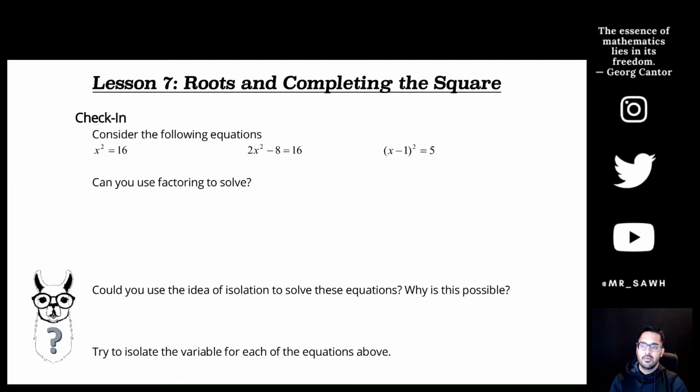So we talked about a few methods that we could use to solve our quadratic equations. One of them was factoring, right? That's where we started. Graphing is another. Quadratic formula is one that's coming later on in this video series.